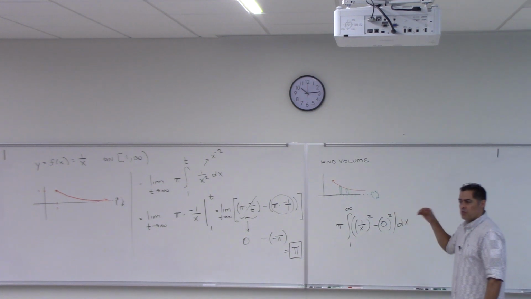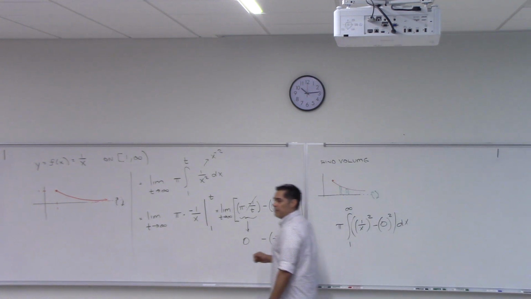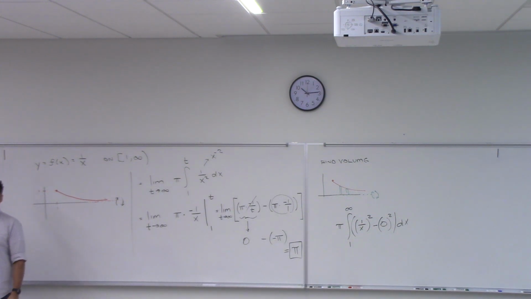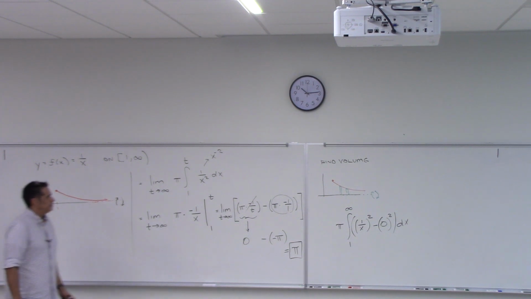This improper integral converges, which means this Gabriel's horn has a finite volume. We haven't reached the paradox. We're halfway. You all ready to continue? Okay.